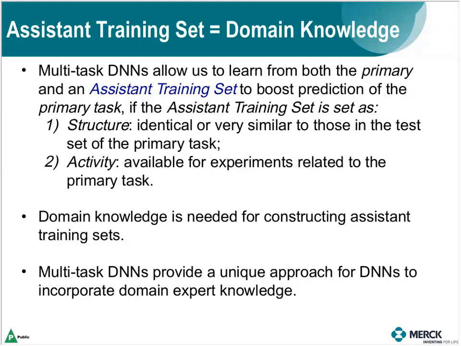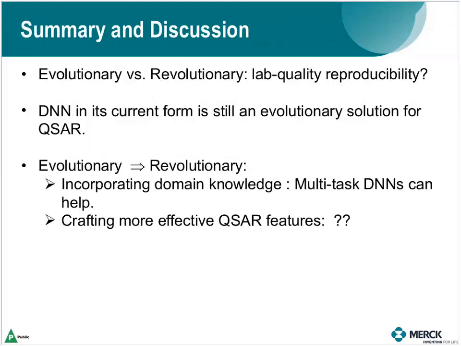And this is a summary of this whole thing. We think at this moment the deep neural net for QSAR, in the sense of lab reproducibility, at its current form is still an evolutionary solution for QSAR. There are two areas where we can potentially transform this evolutionary change into revolutionary change.